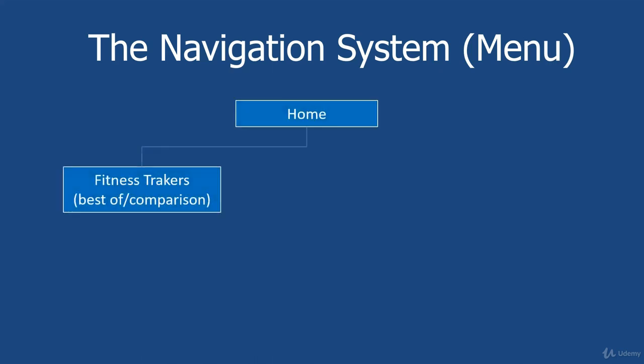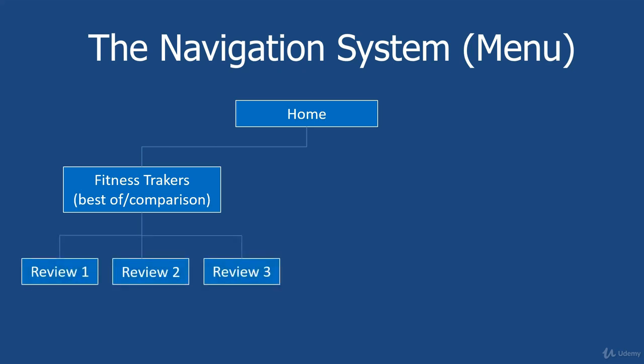Now the next level down will be, in this particular example, fitness trackers, because that's what we've been talking about. Sorry, I left the C off there. But fitness trackers and our best of. So some sort of comparison or a compilation, if you like, of all the fitness trackers, probably in some sort of summary format, maybe with some sort of rating, whatever it might be. But they're all talked about on this particular page. And then linking from that page, we have more detailed reviews of the various fitness trackers. Yeah, you see how that works?